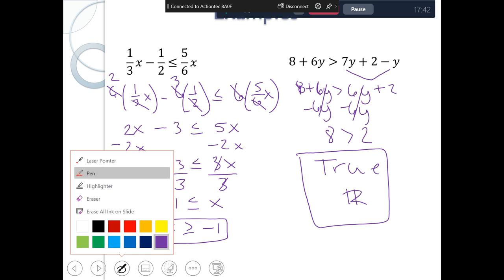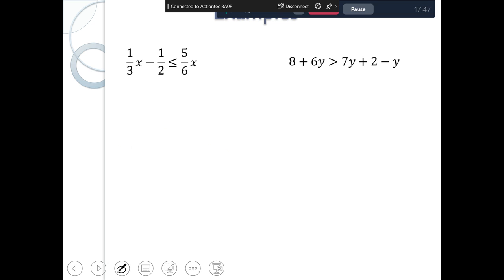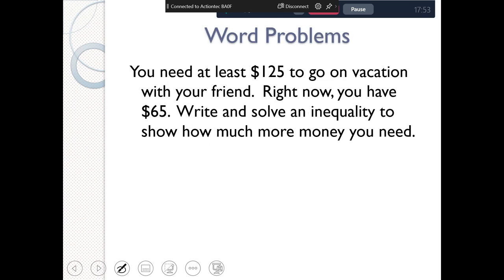Identity, all real numbers, all of that. Infinitely many is another way that they put it. Sometimes they all mean the same thing. All right, so our word problems.